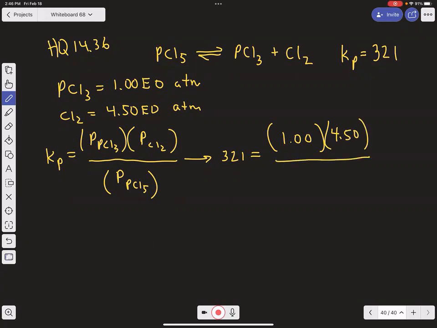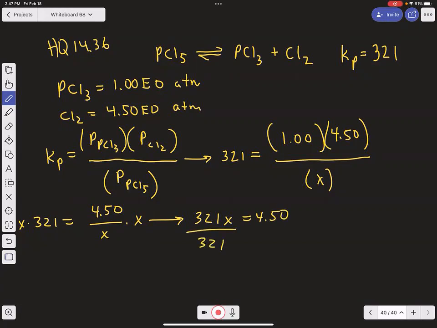And then, right, our unknown, we just assign X as our partial pressure of the phosphorus pentachloride. So we can multiply those two together, right? We get 321 equals 4.5 over X. Going to multiply both sides by X. And I get 321x equals 4.5. Divide both sides by 321. And X, my partial pressure of the phosphorus pentachloride, will be 4.5 divided by 321.